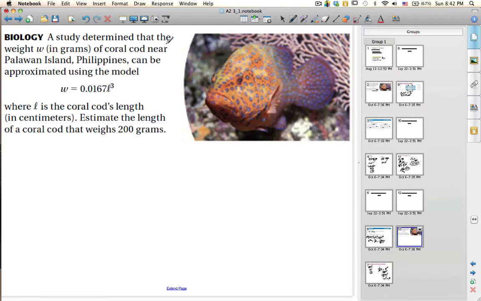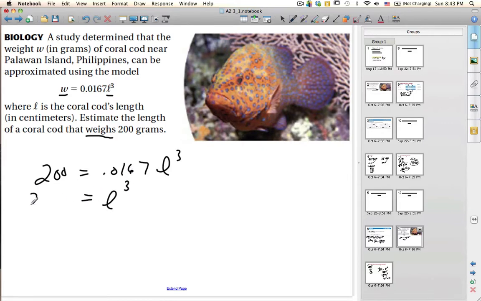So if you remember, we looked at this earlier at the beginning of the lecture. I've got a formula that has two variables, weight and length. And this formula relates weight and length of this type of fish, the coral cod. They have supplied me with the weight. So if I plug the weight in, then what I would do is divide by this 0.0167. 200 divided by 0.0167 is basically equal to 11,976.